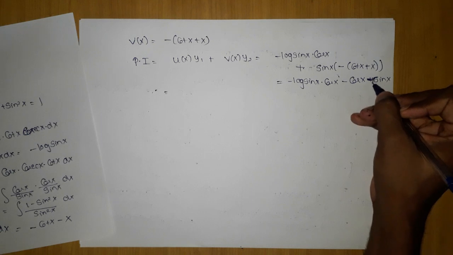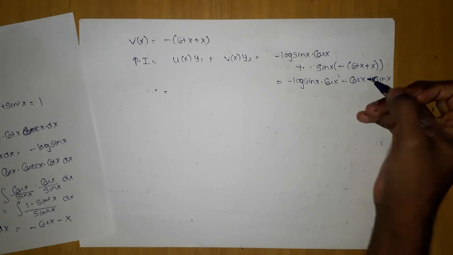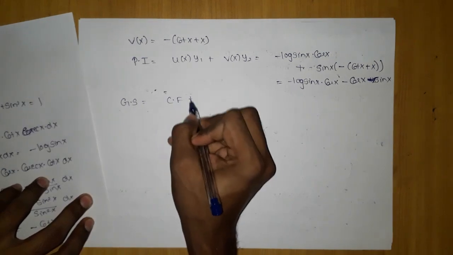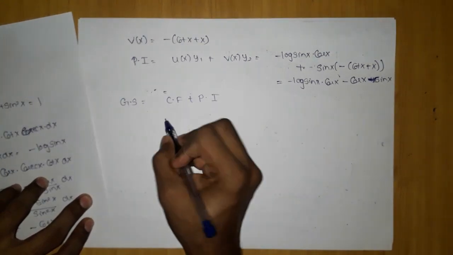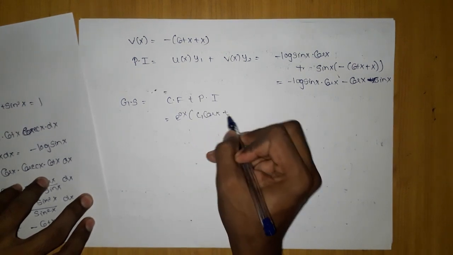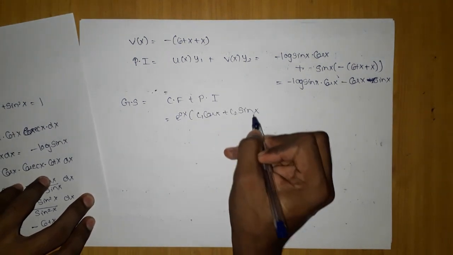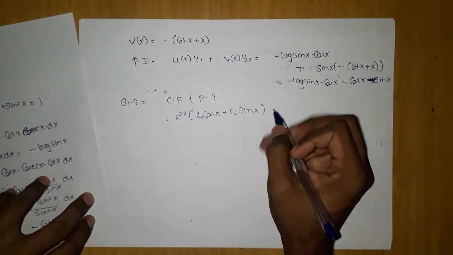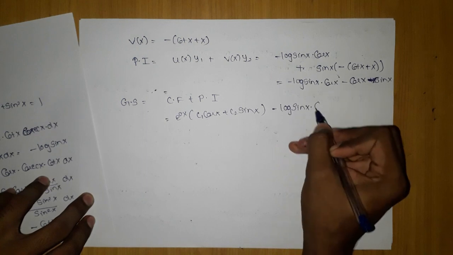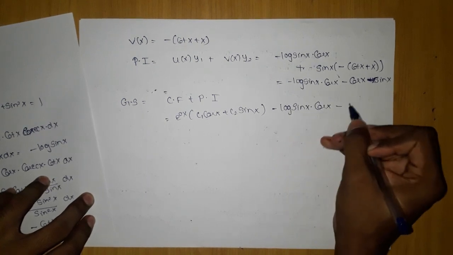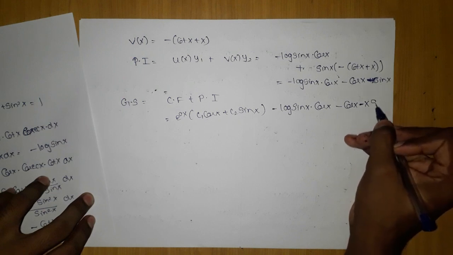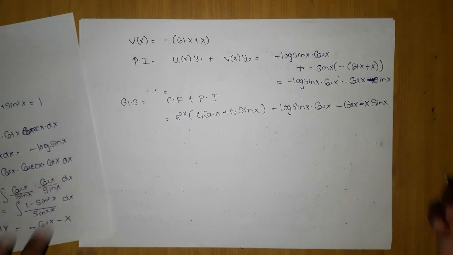X sin x. X was there. X sin x. Now our general solution will be the combination of complementary function plus particular integral, giving me e to the power 0x bracket c1 cos x plus c2 sin x, right? Minus log sin x dot cos x minus cos x dot x minus x sin x. So this is our answer.